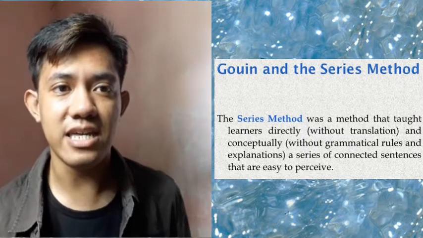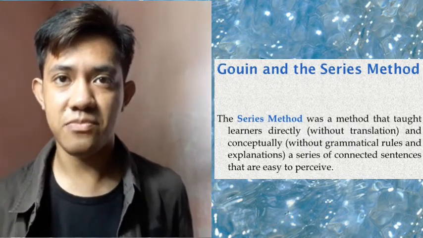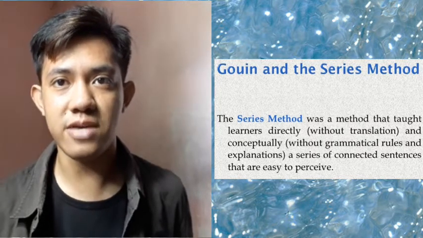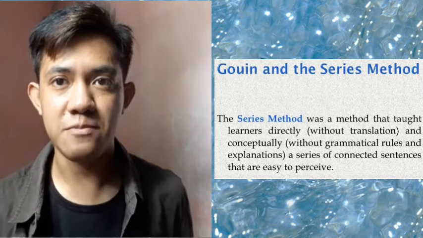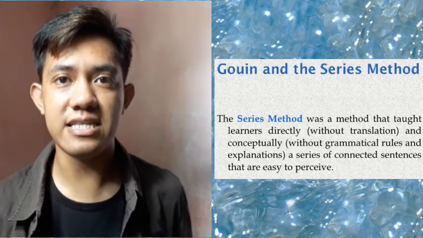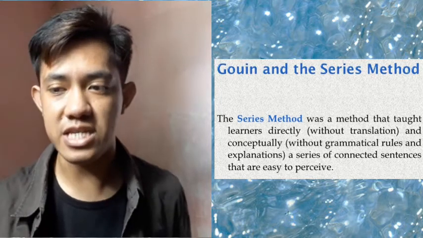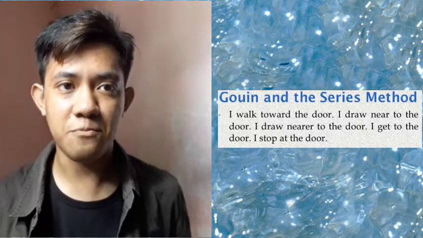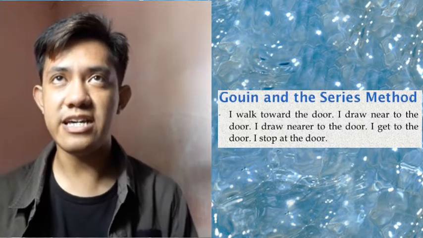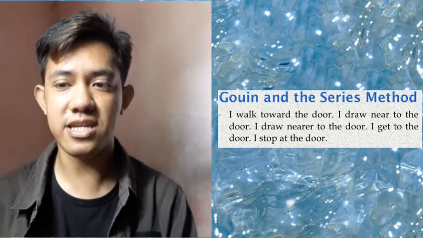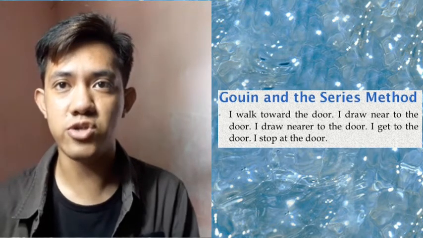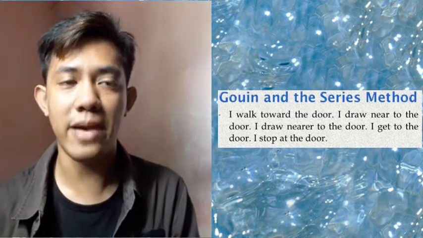And then he made the series method. The series method taught a learner directly without translation and conceptually without grammatical rules and explanations, using a series of connected sentences that are easy to perceive. Basically, the series method is like this. He taught the children with a series of sentences. As an example: I walk toward the door, I draw near to the door, I draw nearer to the door, I get to the door, I stop at the door, and much more.